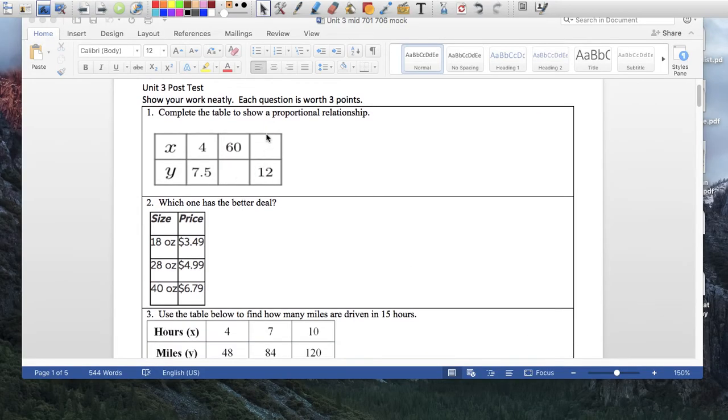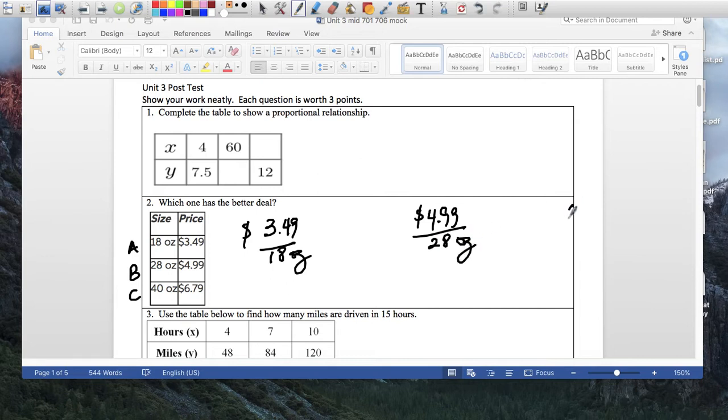So which one has a better deal? You have three things over here. So I'm gonna call this A, B, and C. Most of the times money goes on top, so it's $3.49 for 18 ounces. The second one is $4.99 for 28 ounces. And the last one is $6.79 for 40 ounces.